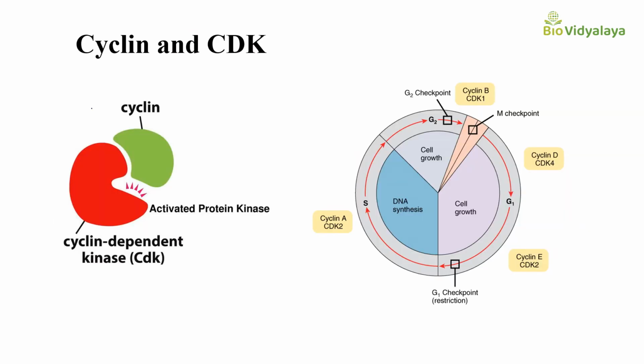So the progression of the cell cycle from one stage to the next depends upon a protein complex, cyclin and CDK. CDK means cyclin dependent kinase. What is the function of a kinase enzyme? Adding phosphate to the target substrate, that means phosphorylation. CDK is also a kind of kinase enzyme that can add phosphate to the target substrate, but its activation depends upon cyclin. That's why it is called cyclin dependent kinase.